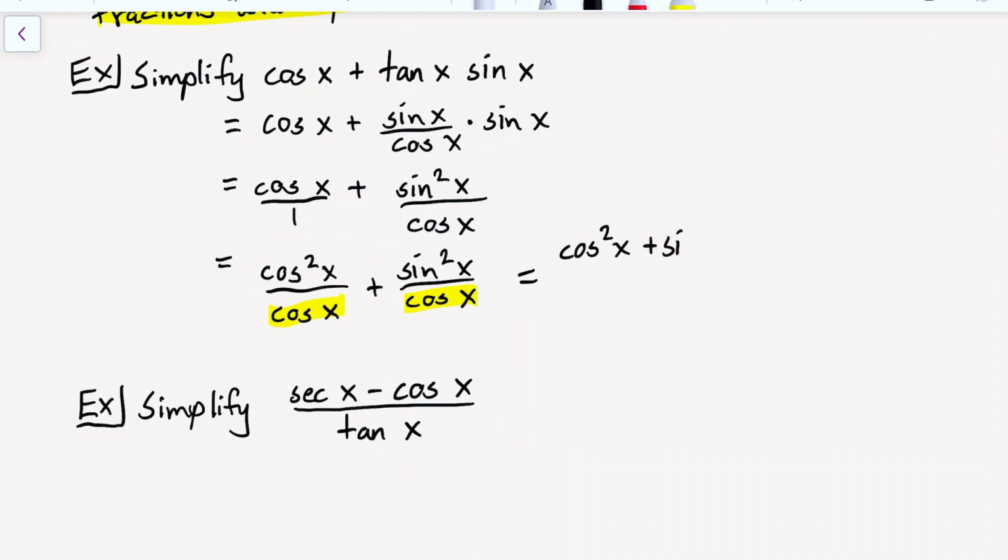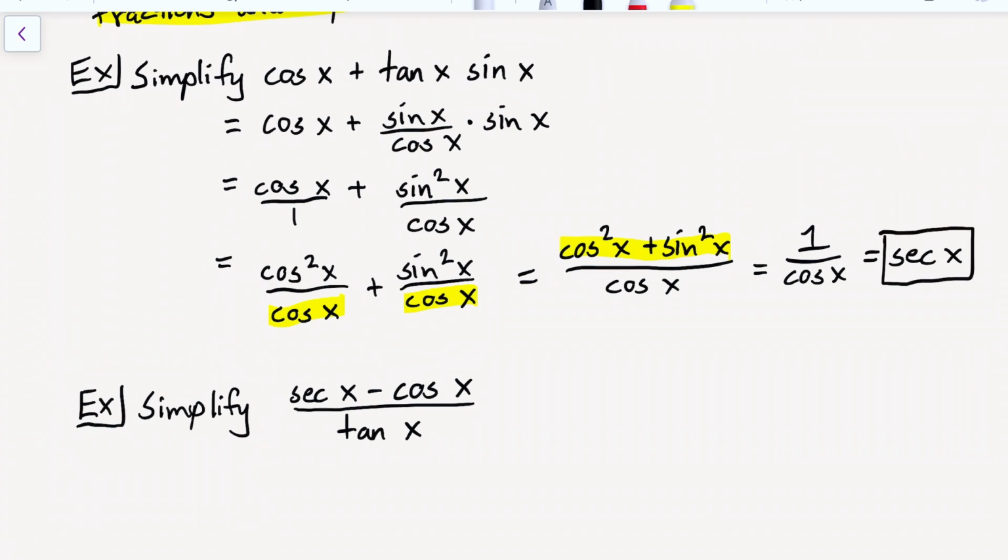Now we have cosine squared plus sine squared over cosine x. Well, if we stop and think about it, cosine squared x plus sine squared x looks like one of our identities. That is equivalent to 1. This is equal to 1 over cosine x. And if I want to write this as a single trig expression, no fractions involved, I would call this secant of x. So we started with cosine x plus tan x sine x, and we ended with secant of x. This is the simplified trigonometric expression.